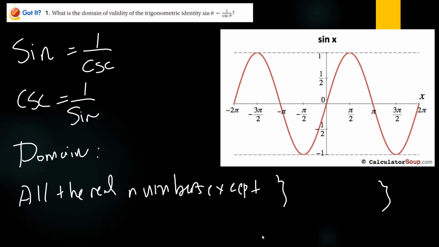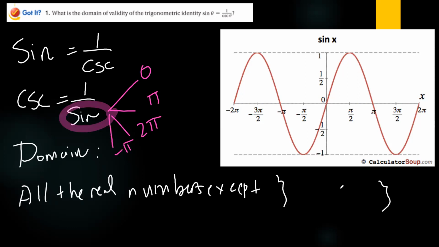Exactly, except what? I want to go to the denominator. Where is my denominator? It is sine. Now I will ask: sine, at which values are you 0? It's 0, 180, pi, and 360, 2 pi, negative pi. Look at them from here, the table. Look at the graph here.